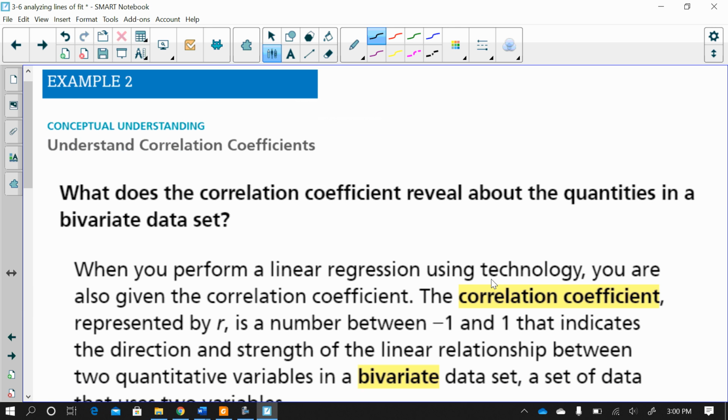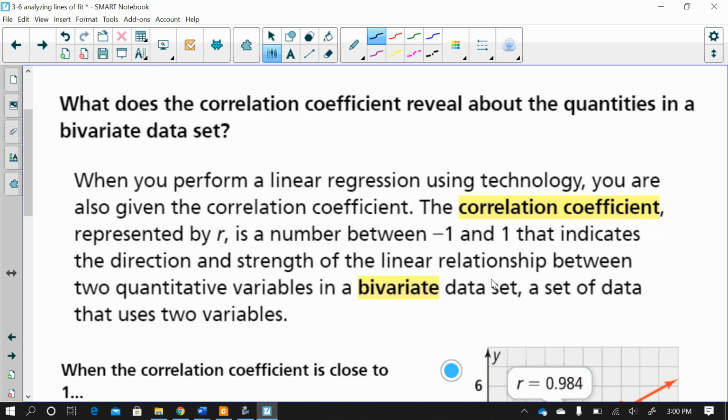All right, so this is on to correlation coefficients. Okay, so what does the correlation coefficient reveal about the quantities in a bivariate data set? Okay, bivariate, the prefix bi means two, so we're working with two variables. That's all that means. So when you perform a linear regression using technology, you're also given the correlation coefficient. The correlation coefficient, which is represented by the letter R, is a number between -1 and +1 that indicates the direction and strength of the linear relationship between two quantitative variables in a bivariate data set, which again just means a set of data that uses two variables.